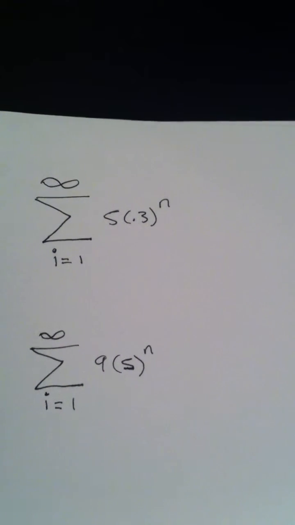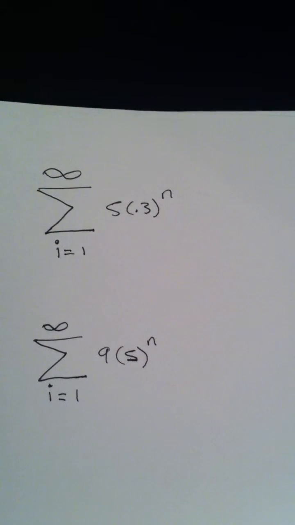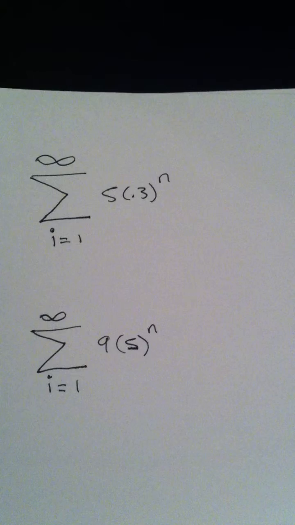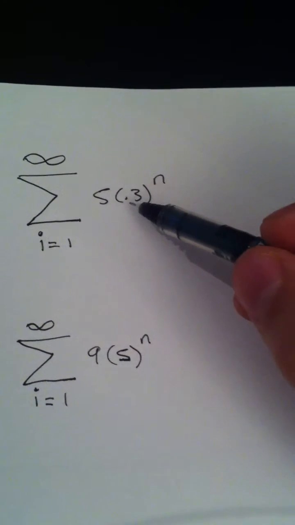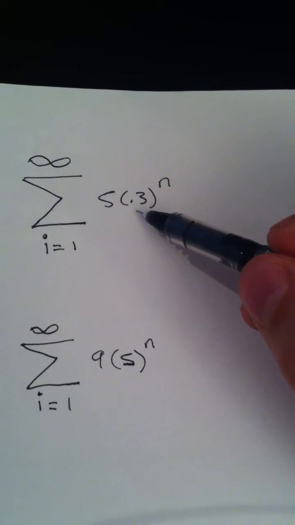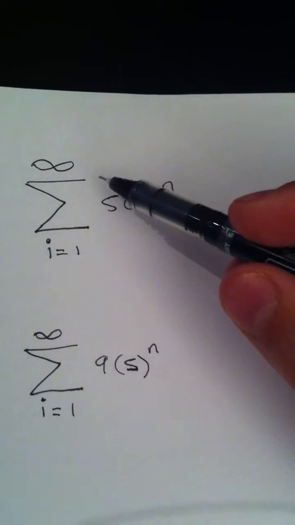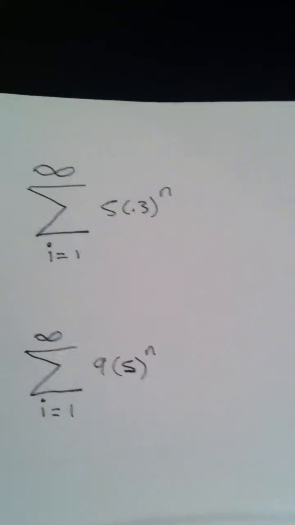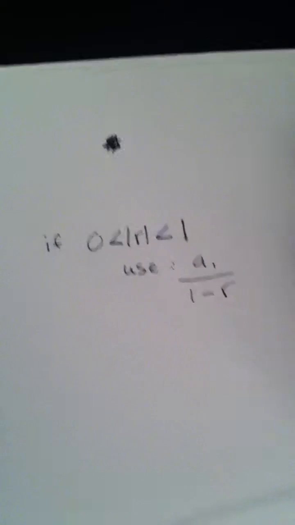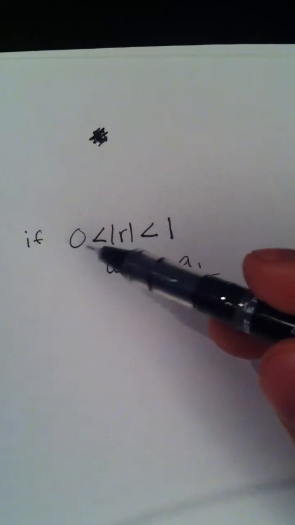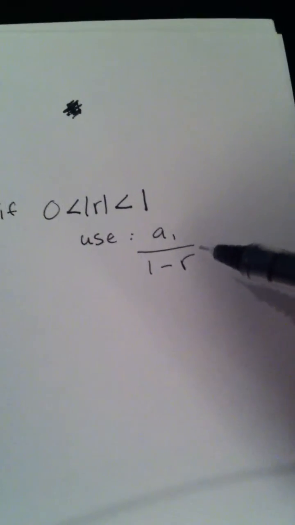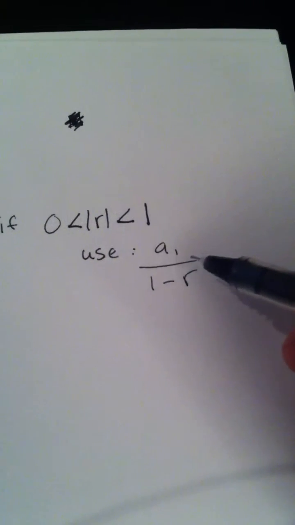Okay, so now we're going to focus on the sums of infinite geometric sequences. One thing we want to make note of right away is that |r| is less than 1. When you're dealing with an infinite geometric sequence, there's a particular rule that applies. It says if the absolute value of r is greater than 0 and less than 1, we use this formula: a1 over 1 minus r.